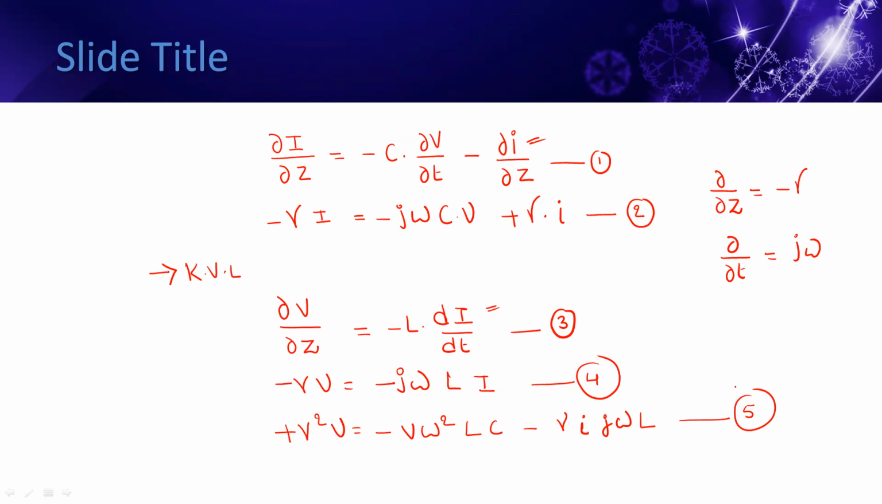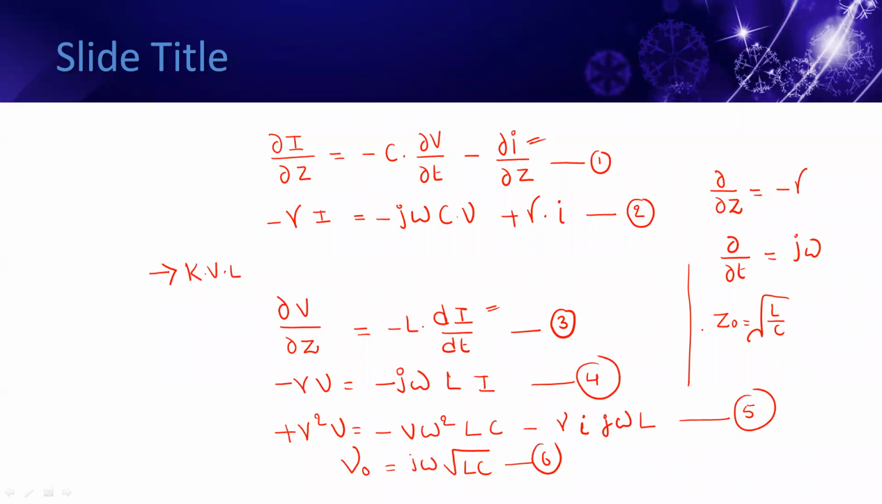By looking at equation number 5, if the electron beam current is not present, equation 5 reduces to the typical wave equation of the transmission line, when the particular current value equals 0. Therefore, here we build the propagation constant that equals j omega into root LC. As we know, we have Z naught equals root of L by C.